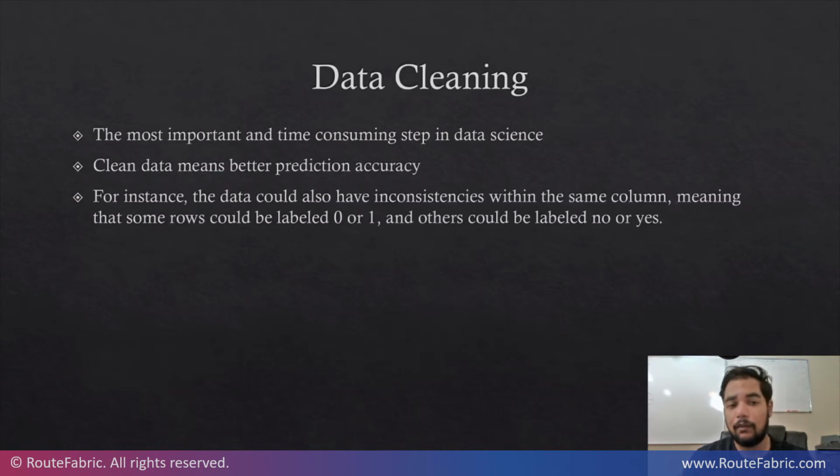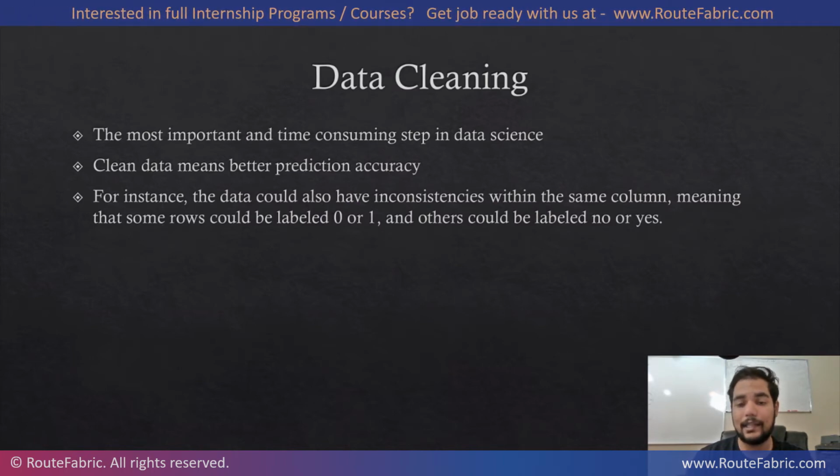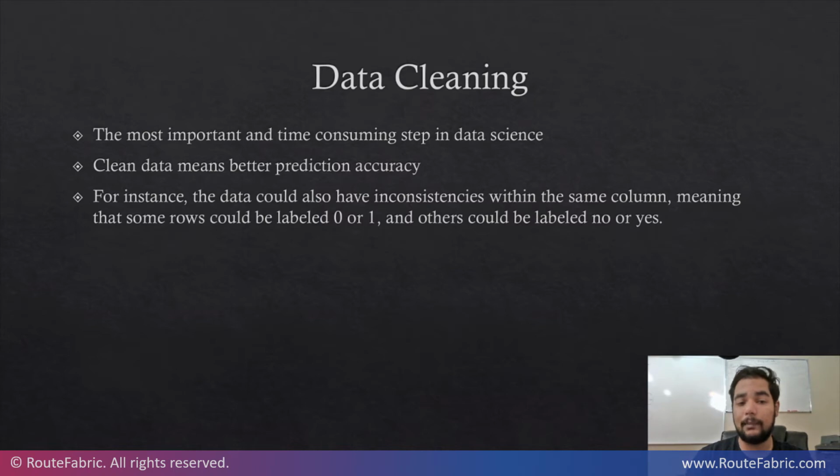Next up, we have one of the most important and time-consuming steps in data science, which is data cleaning or data pre-processing. Data cleaning means better prediction accuracy. If your data is not clean, you will get flawed accuracy or flawed information. For instance, the data could have inconsistency within the same column, meaning that some rows could be labeled as zeros or ones, and the others could be labeled no and yes, which technically mean the same thing for a human, but the computer will understand this as 4 different variables.